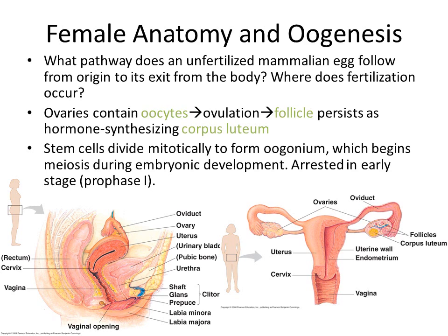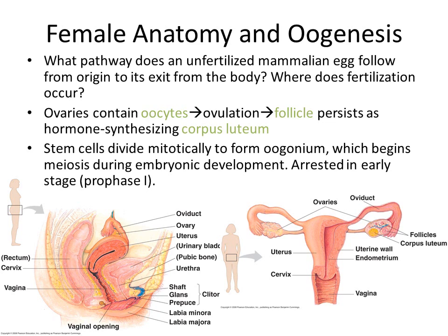Ovaries contain oocytes, very similar to the spermatocytes that we just looked at, that are involved in producing the ovum. The ovulation refers to the release of this ovum from the ovary. What's of note is that the remaining cells of that particular ovum are referred to as the follicle. The follicle persists within the ovary as a hormone-synthesizing group of cells known as the corpus luteum.